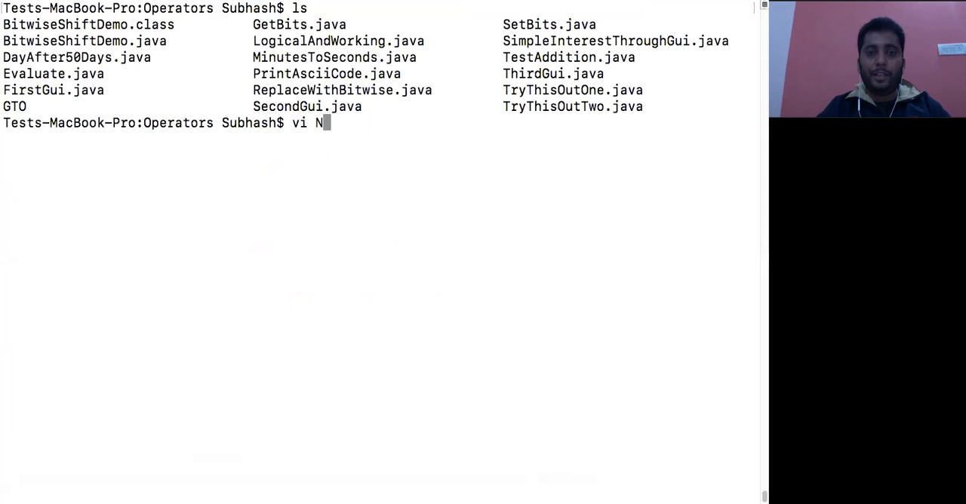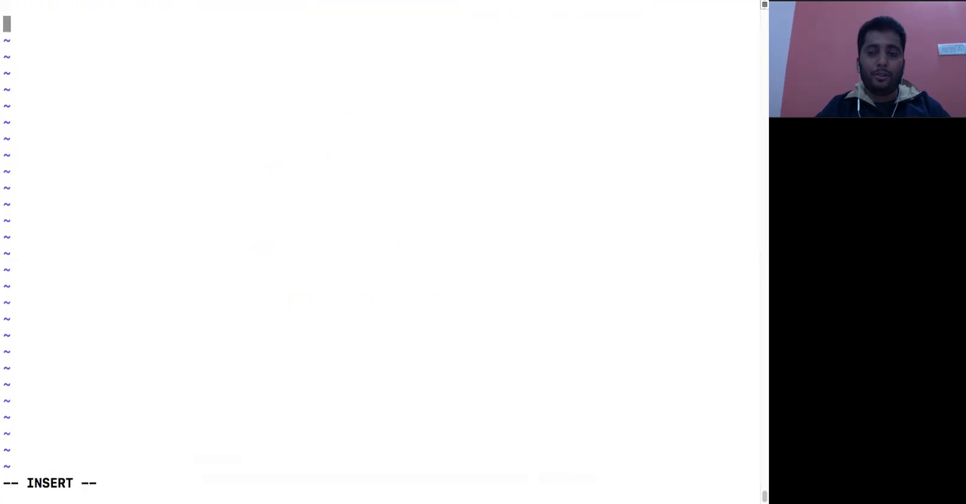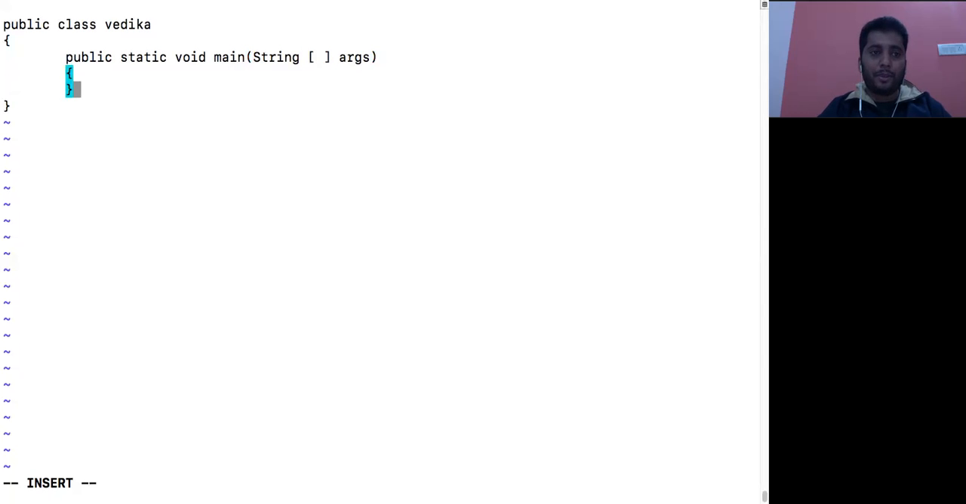Vedika, sir. Niriksha was a previous student, no? Yes, sir. Vedika.java. Okay, so public class Vedika, public static void main(String[] args). Now what I will do is say int val is equal to -1. Then I will say val is equal to val right shift of, say, 5 times.